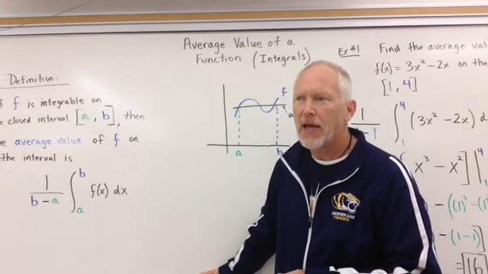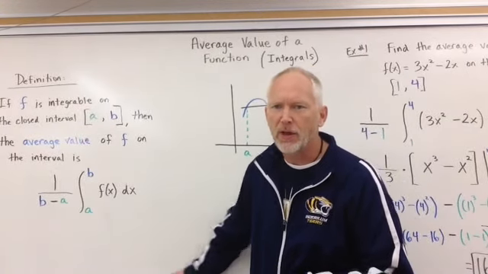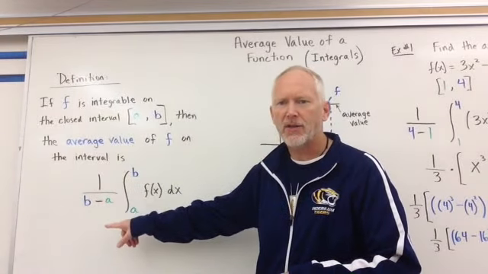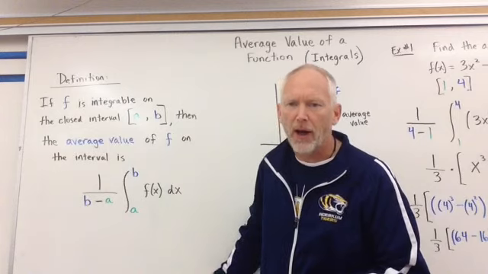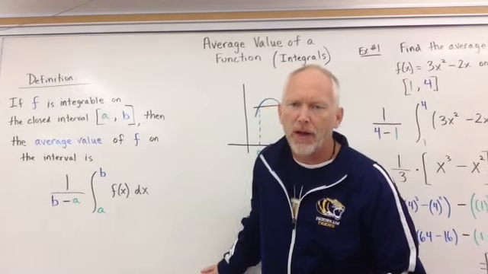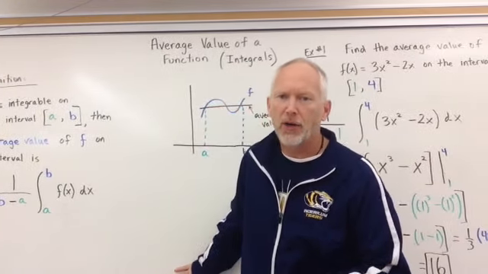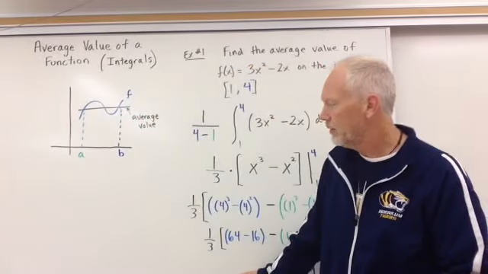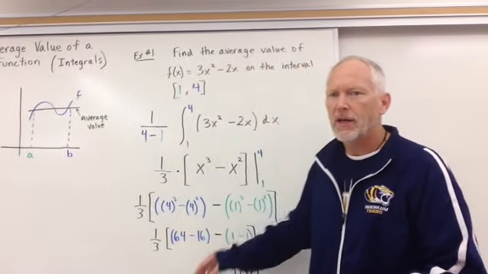So in application now, what we need to do is take 1 divided by b minus a, your upper and lower bound, and then multiply that by the integral. So let's look at an example here. Move this over, and you'll see example number 1.